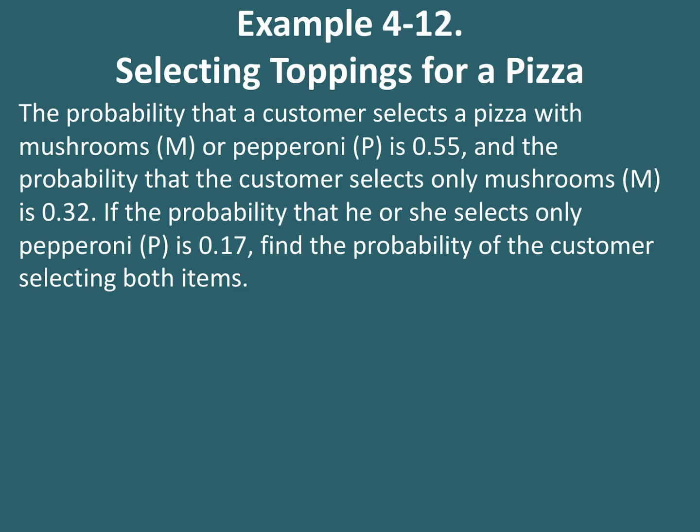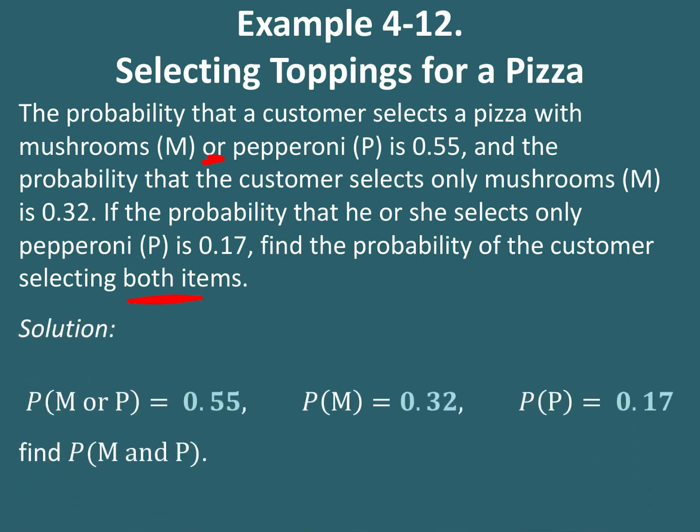The probability that a customer selects a pizza with mushrooms or pepperoni is 0.55. Note the word or. And the probability that the customer selects only mushrooms is 0.32. If the probability that he or she selects only pepperoni is 0.17, find the probability of the customer selecting both items. Now this is a unique example. Here they are asking us to solve for the probability that both mushroom and pepperoni occur.